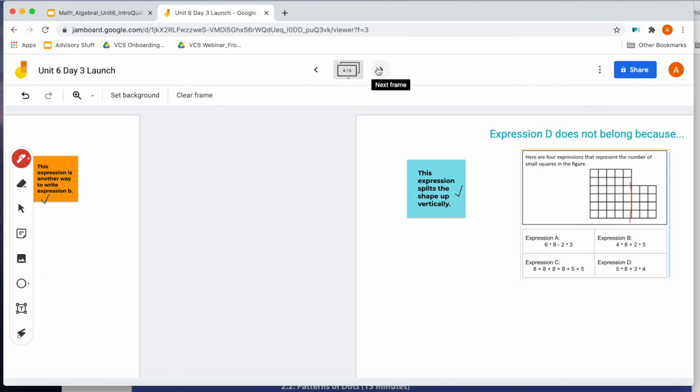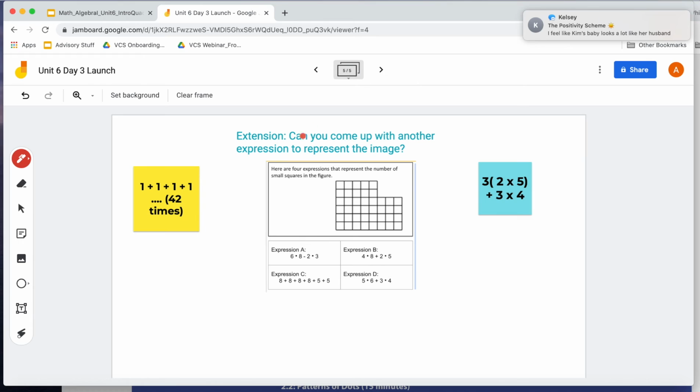And then as an extension, I offered on here for students who might be finished early, can you come up with another expression to represent the image, right? And so you could have 1 plus 1, 42 times. We have 3 groups of 2 times 5 plus 3 times 4. There are an infinite number of expressions students can create, and this is a great extension activity, especially for students who are going to finish really early, to get them to really continue thinking about how to represent this image using algebra, using expressions.